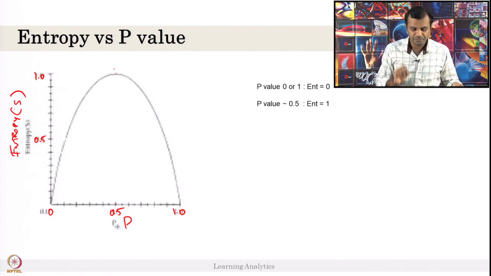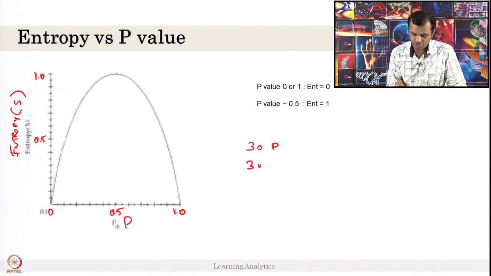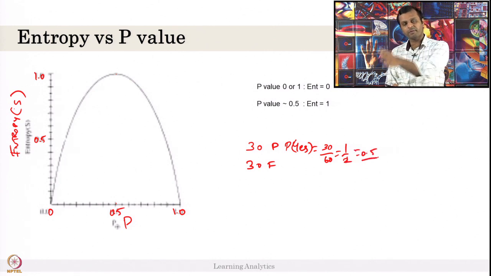So, this is maximum. Consider that in a previous example, I have 30 students passing the exam and 30 students failing the exam. The probability of passing the exam, the probability of yes, is 30 by 60 total students, so 1 by 2, which is 0.5. Which means the probability of failing is also 0.5. If there are 60 students, there is no certainty, it is uncertainty, like equal values. If you pick any student, they can be either pass or fail. So the entropy is high.